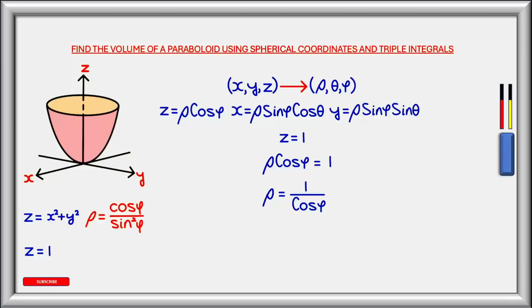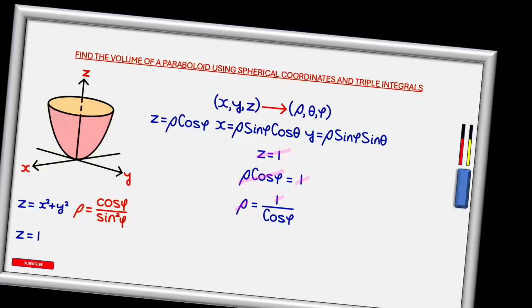And if we do the same for the plane that bounds the paraboloid, so that's where z equals 1, after making the substitution for z, we have rho cos phi is equal to 1. So rho is equal to 1 divided by cos phi.